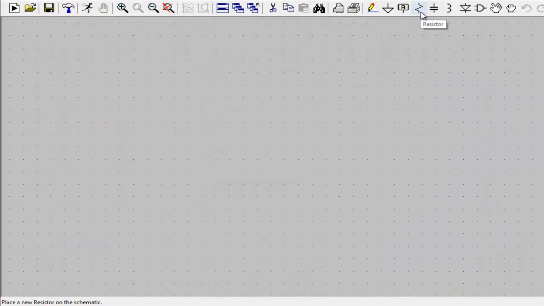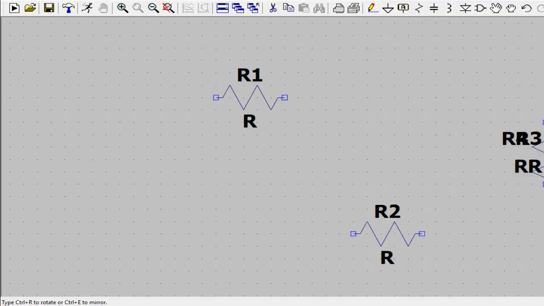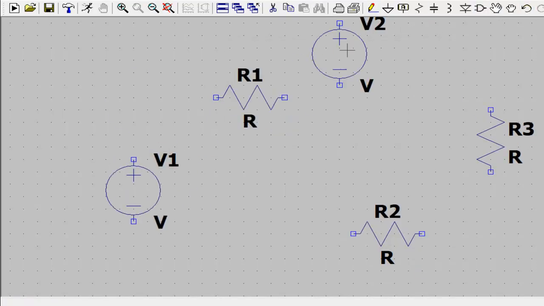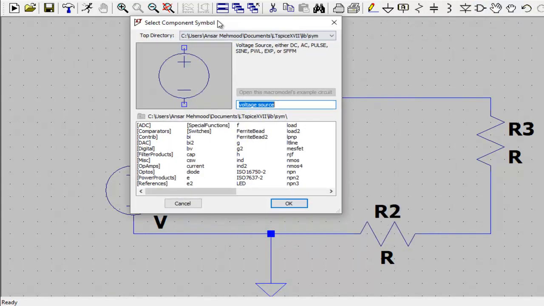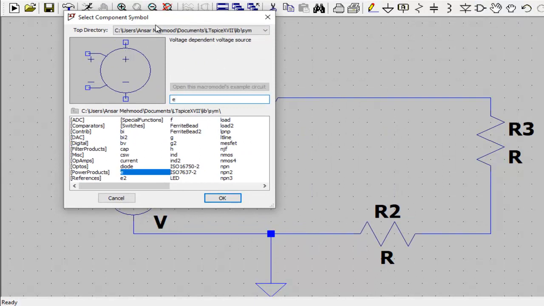First I make the circuit and then I will choose their values. Now we have to find the voltage source, the dependent voltage source. For a voltage source, simply try E, or we have two options here. The first one is E and E2, just that there is a difference of polarity, so we can choose any one.